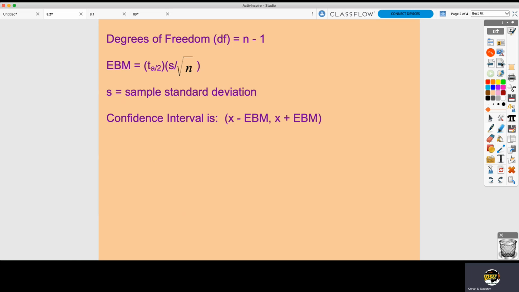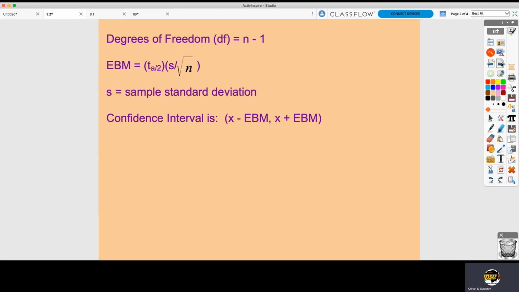Thank you. All right, first thing that you have to know is the degrees of freedom. Degrees of freedom is simply the sample size minus 1. That's all it is. If you look at the rest of those equations up there, they're very similar to what we were doing with the other stuff that we've done. Degrees of freedom is always going to be n minus 1 with what we're dealing with here.